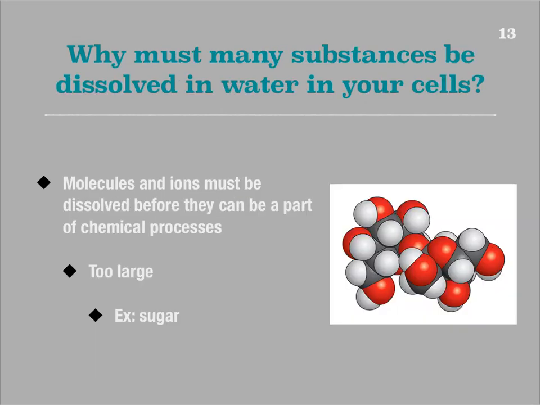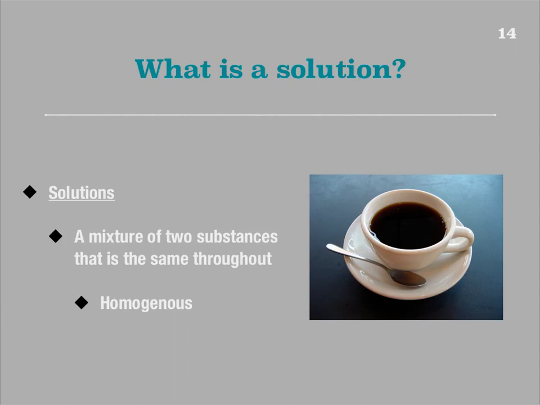Okay, so why must many substances be dissolved in water in your cells? Molecules and ions must be dissolved before they can be part of a chemical process. Water is a great solvent. It dissolves polar substances relatively easy, as well as ionic substances relatively easy, and by getting dissolved in water as the solvent, they're easier passed through the cell to carry out cell chemical processes. Something that would be too large, like sugar, would dissolve in water, and it's going to be easier to use for cellular processes.